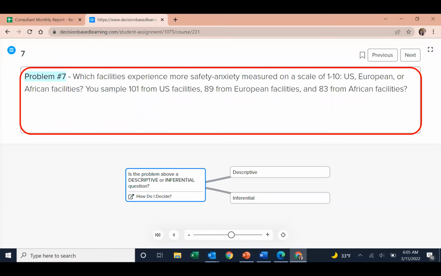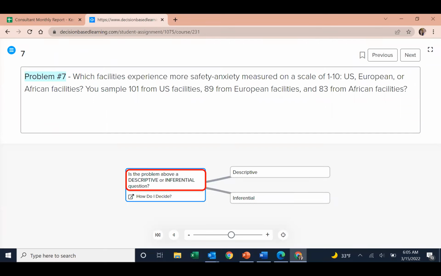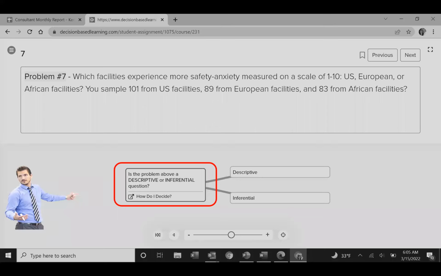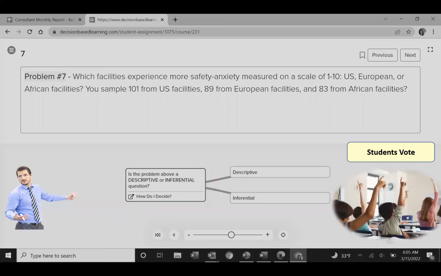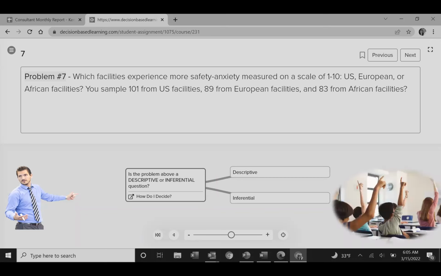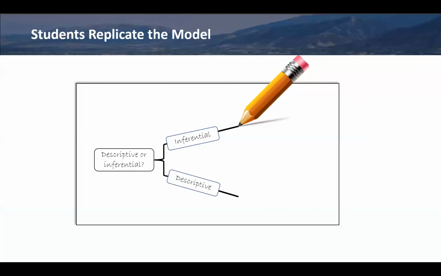After going through the instruction, bring the students back to the original problem in the DBL software and ask them the question, but this time for the original problem. In this example, the instructor then asks, is the problem a descriptive or inferential question? The students vote with their fingers or with an audience response system and explain their answers. In this example, the instructor asks, why did you choose inferential? And permits students to respond.